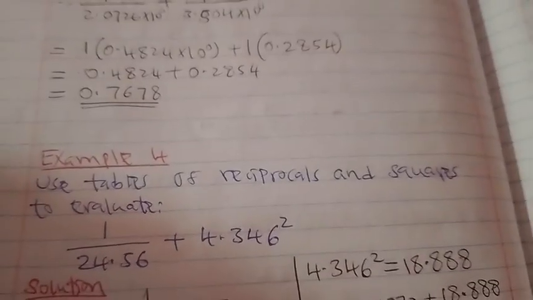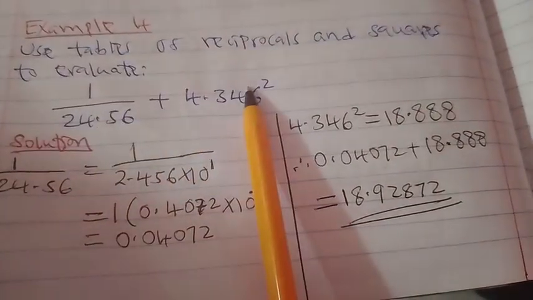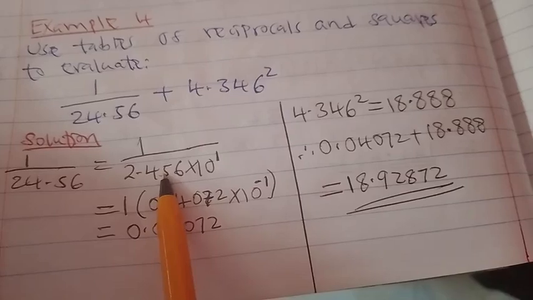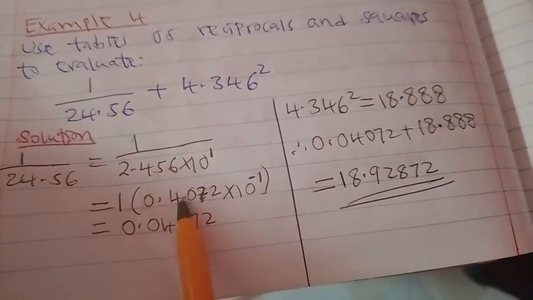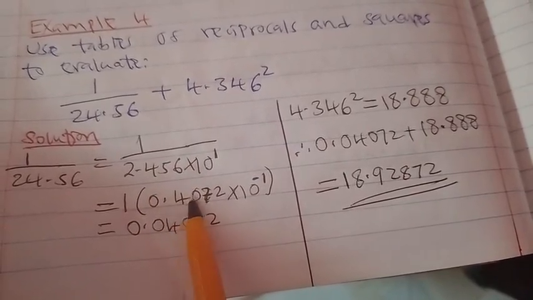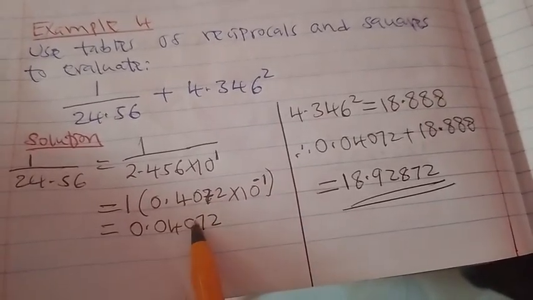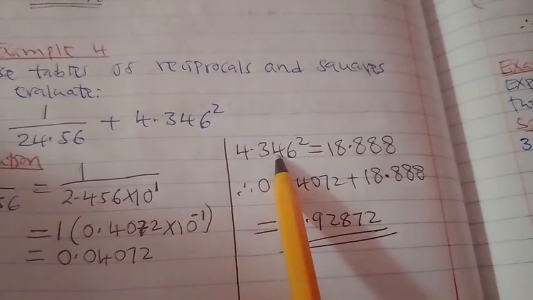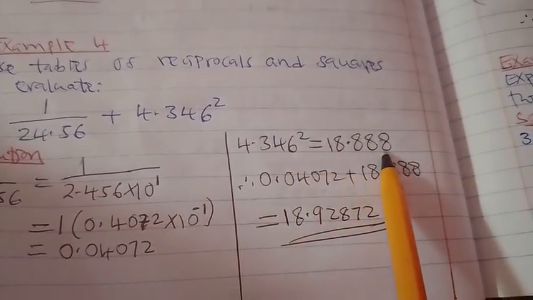Example 4. Use tables of reciprocals and squares to evaluate. For this case, we are going to use this reciprocal and the square to evaluate. For the reciprocal part, we have 1 over 2.456 times 10 power 1. From reciprocal tables, we have 0.4072 times 10 power negative 1, which gives us 0.04072. From tables of squares, 4.346 squared equals 18.888.